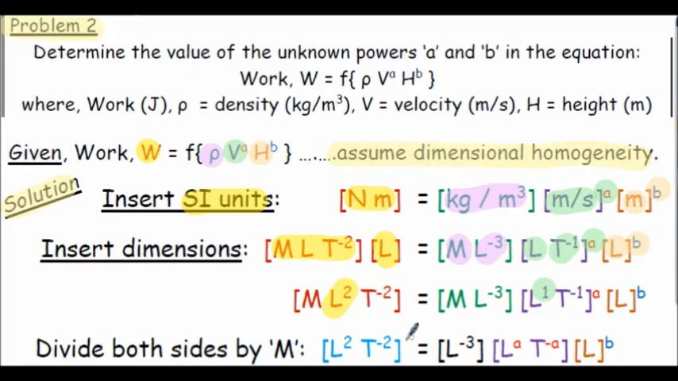And in the final line of this slide, I've divided both sides by M, so the M will cancel on the left with M on the right-hand side. And just note that I've used the third law of indices here to raise the terms in the velocity bracket. So L to the power of 1 raised to the power of a becomes L to the a. And T to the power of negative 1 raised to the power of a becomes T to the negative a. I'm just doing that here to aid clarity for you when we continue with the solution and start to equate the indices.